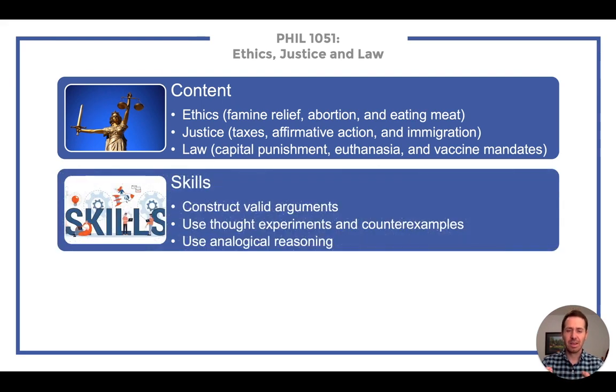I also want students to learn some skills. So can they construct valid arguments? Can they use thought experiments and counterexamples? Can they use analogical reasoning? These are all things that I want them to develop in the class. In particular, we're going to think about how the methods of casuistry are bolstering students' abilities to develop thought experiments and counterexamples and to reason analogically.